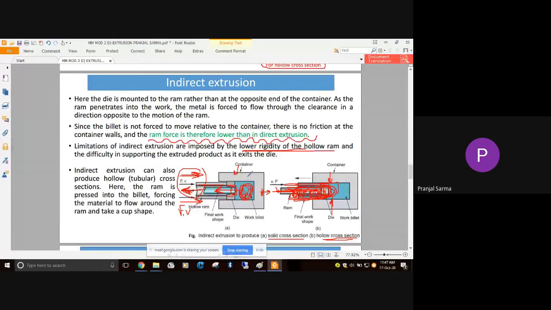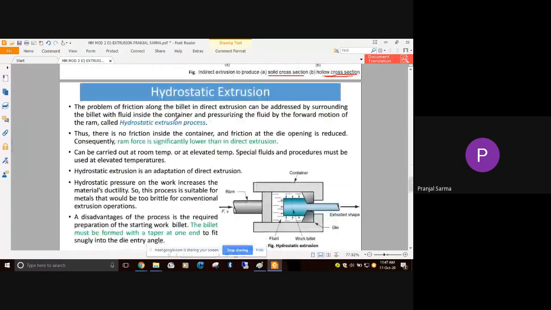So what's the main difference? The main difference is with respect to the direction of ram movement and the direction of the extruded part movement. Based on that we have the direct and indirect extrusion. Next we'll be discussing a specific type of extrusion, that is hydrostatic extrusion.